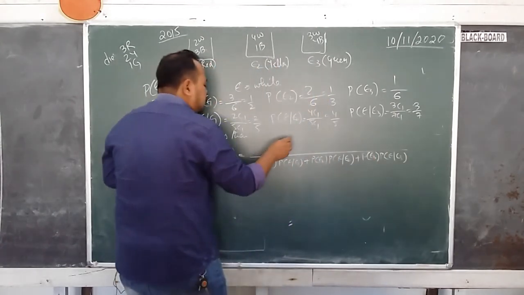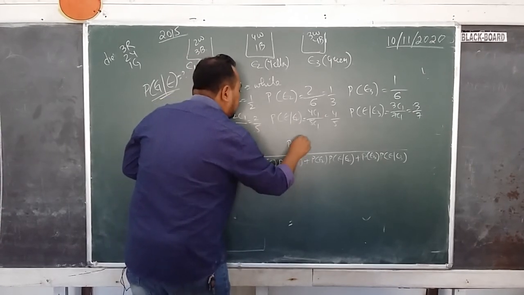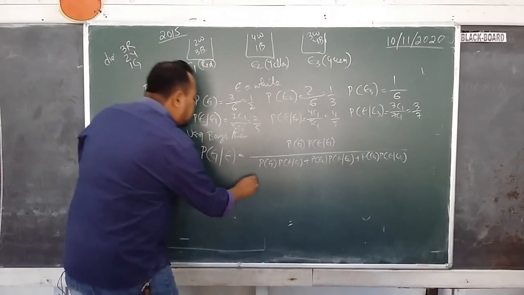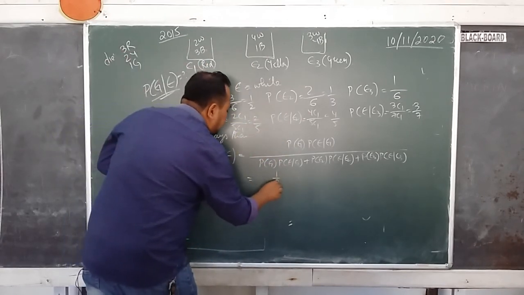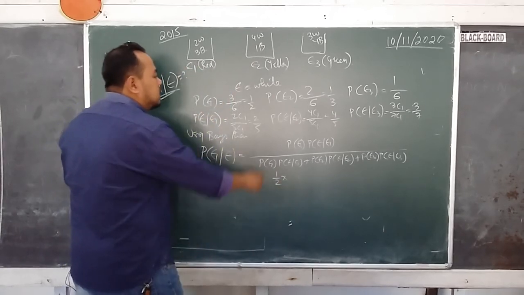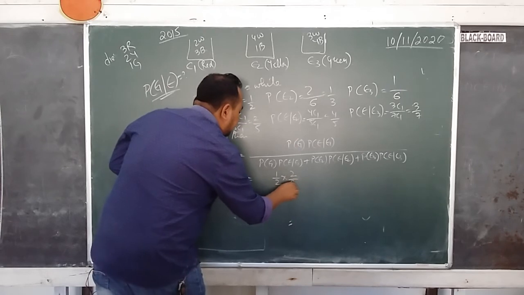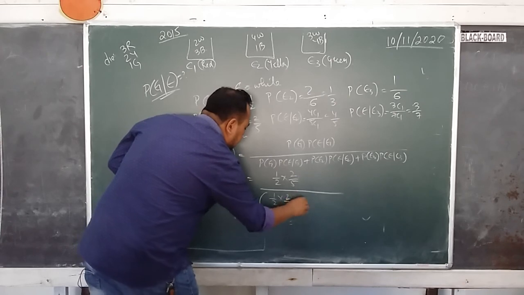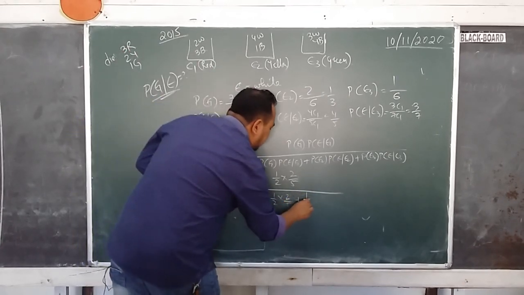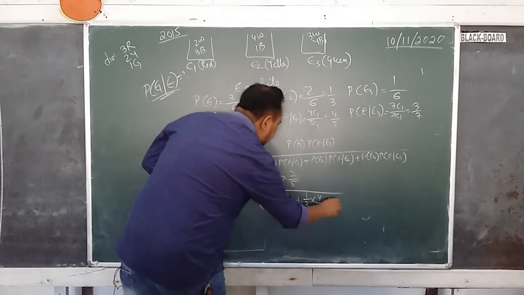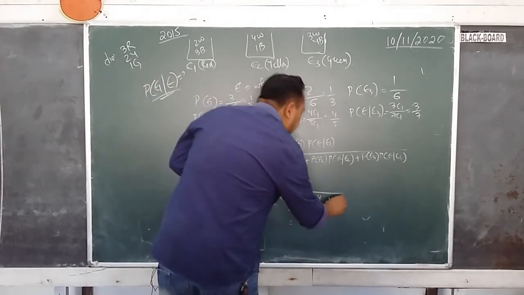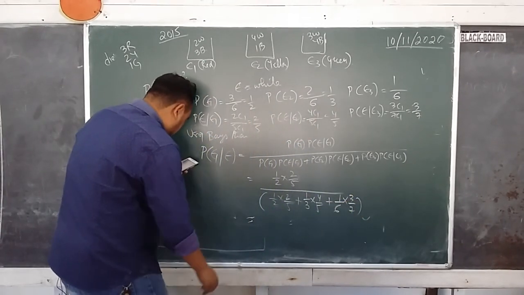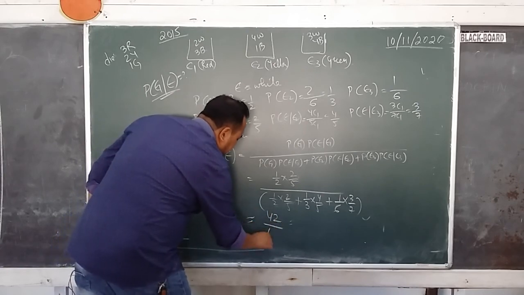So see what do you get in the numerator? You get probability of E1 into probability of E slash E1, because you have to find E1. Is that clear? Now just put the value. Probability of E1 is 1 by 2 into probability of E slash E1, 2 by 5, divided by, open bracket, 1 by 2 into 2 by 5 plus probability of E2 is 1 by 3 into 4 by 5, and probability of E3 is 1 by 6 into 3 by 7. You simplify this and the answer which you are supposed to get is 42 by 113.